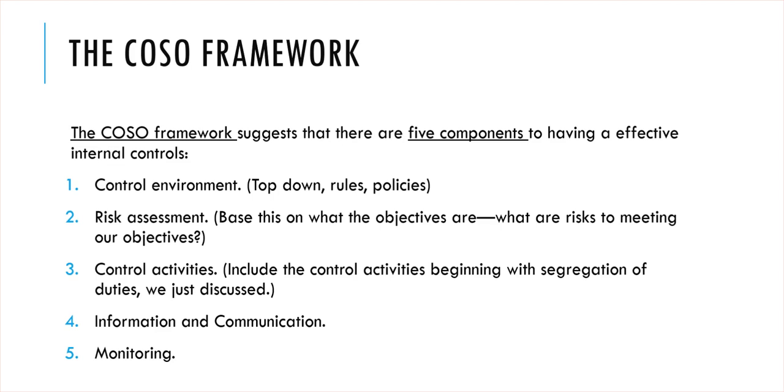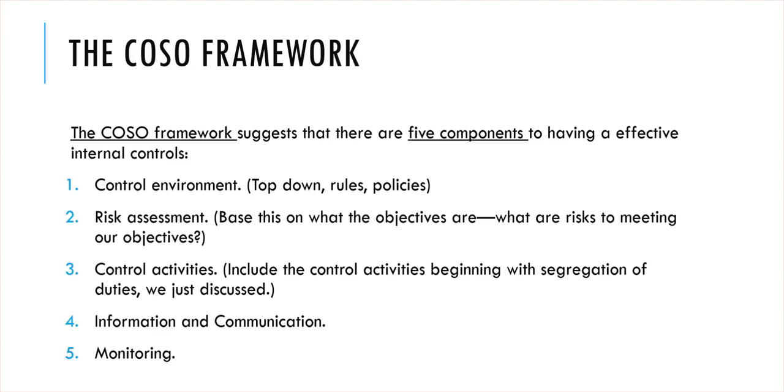Then we have risk assessment. You have to have objectives. You have to figure out what your company is going to do. What do they want to accomplish? And then you have to look at it and you say, what are the risks that exist such that I will not meet those objectives? And then you have control activities. Control activities are the 5 things. Authorization, segregation of duties, etc.